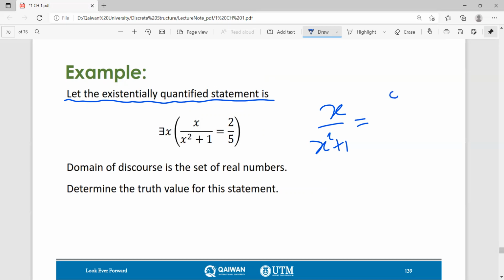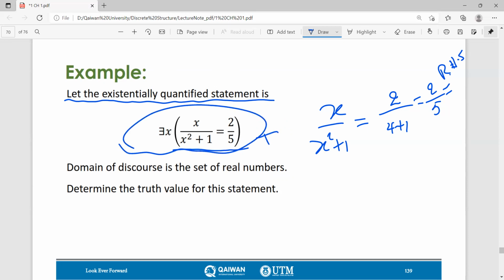Yes. Look, if we replace x by 2, in the denominator we get 2 squared is 4 plus 1, and we get 2 over 5. Is this equal to the right hand side? Yes. That means we could find at least one element in the domain to satisfy the proposition. That makes the proposition true. So this proposition is true when x is 2. So the statement is true because we could find one element in the real numbers which makes the statement true.